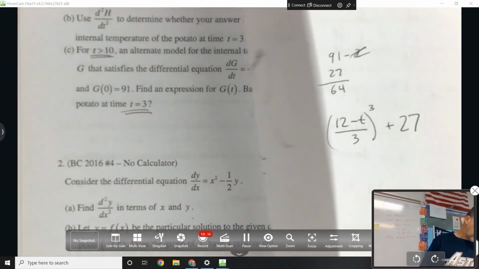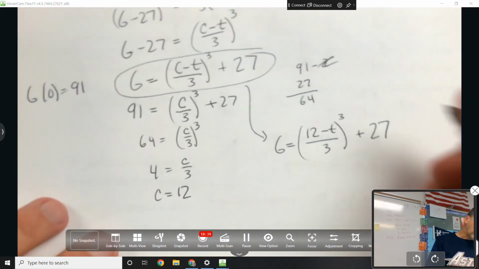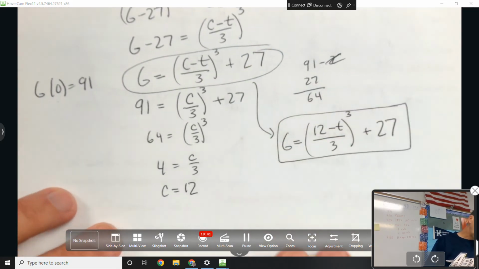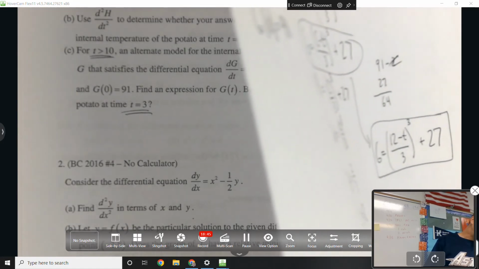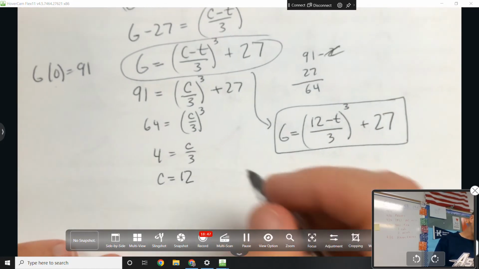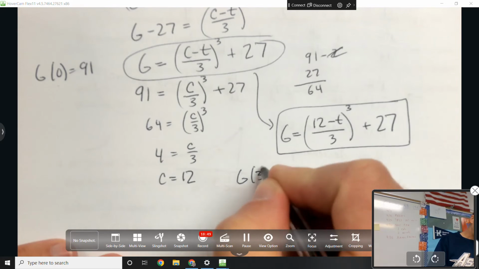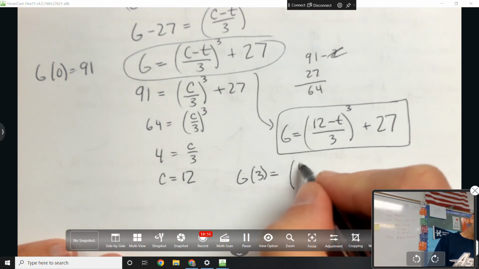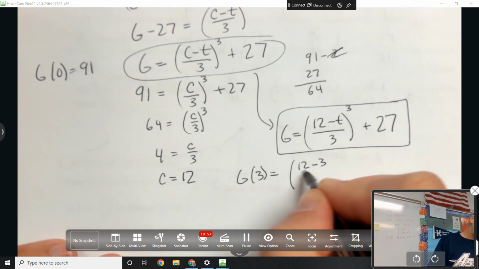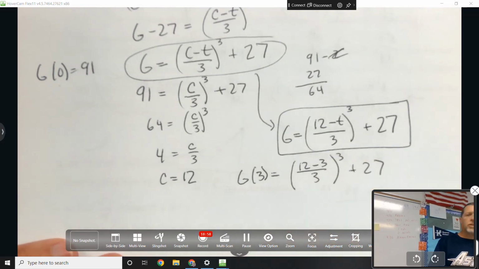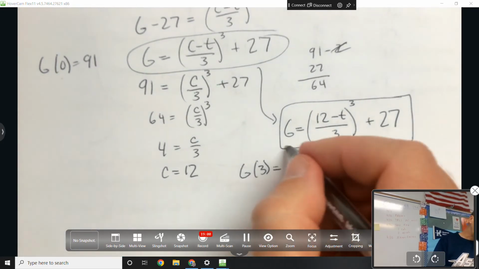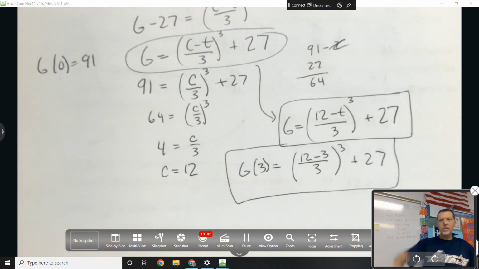And we're not done yet. That's find an expression for g, so there's probably most of the points. Based on this model, what's the internal temperature at time equals 3? So 12 minus 3 over 3 cubed plus 27. I'm tired of this problem. That's a safe stop. You figure it out if you want to.